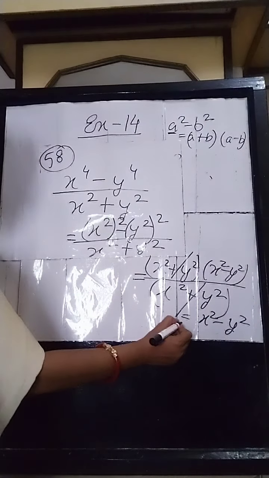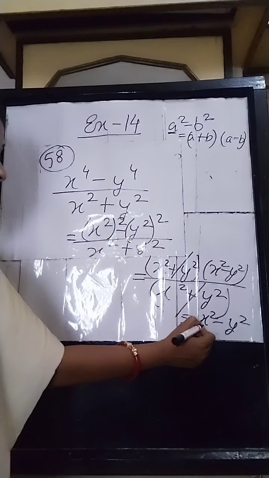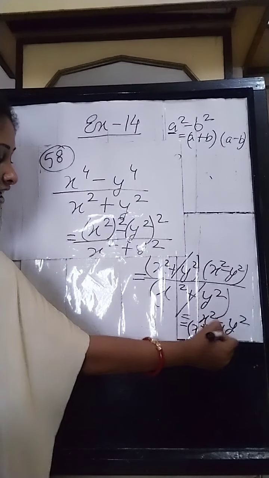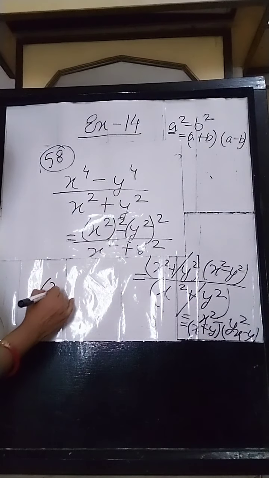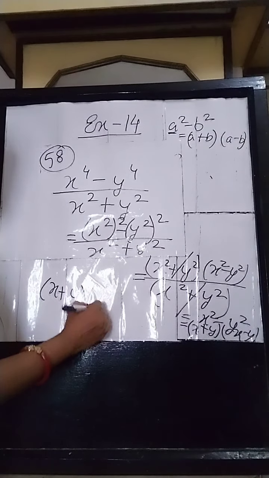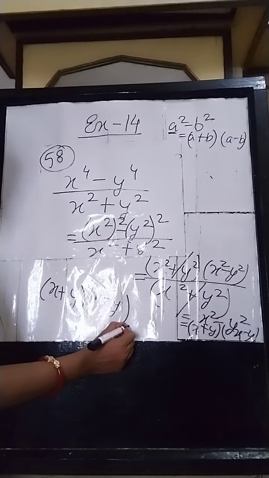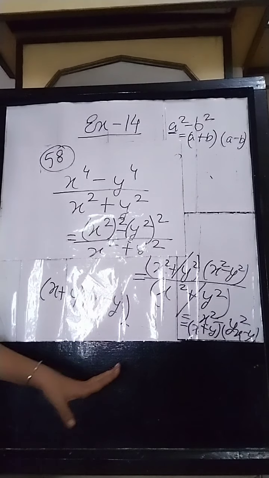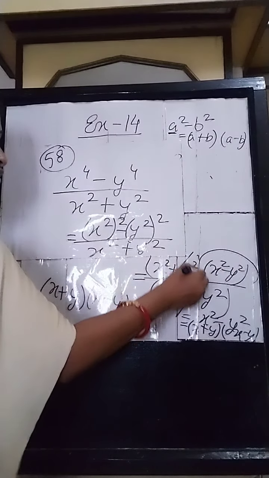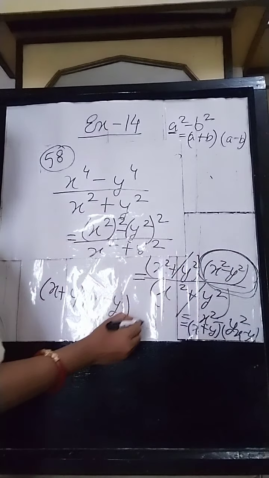Or you may write the immediate next derivation, that is x plus y into x minus y. This can also be written as the answer. Or you can keep it like x square minus y square, whichever you may like, because the remaining portion is this. So this will be the answer.